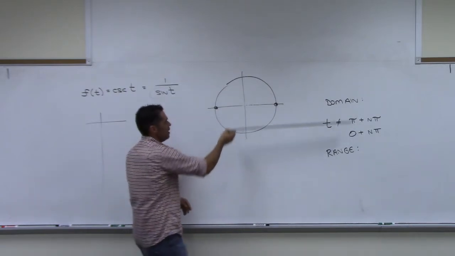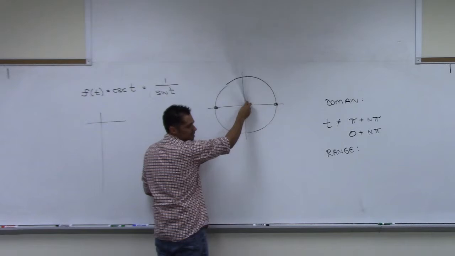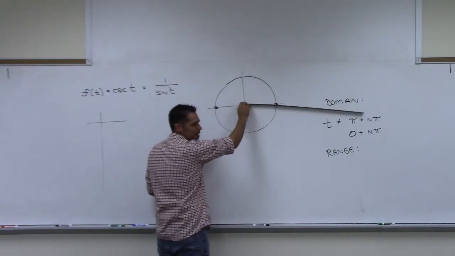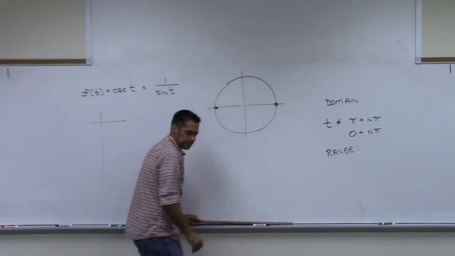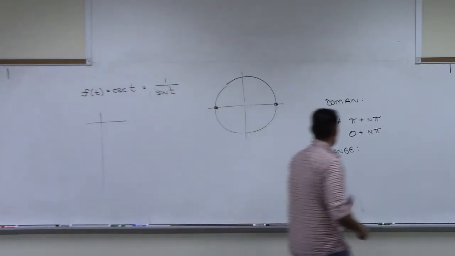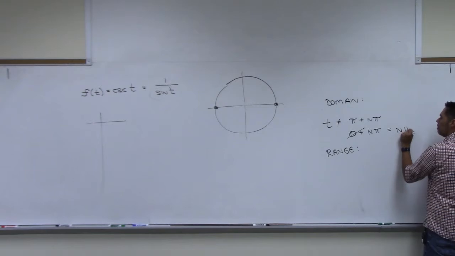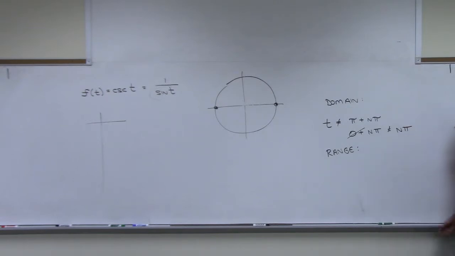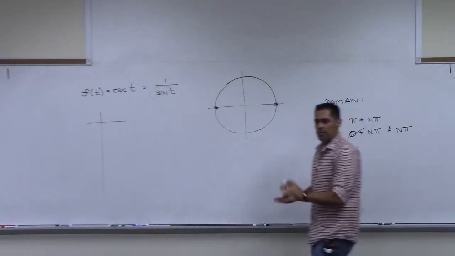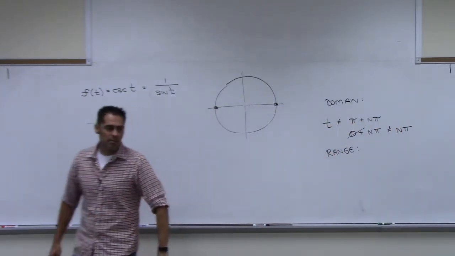I looked at it this way. Start at 0 and then just add pi's. And you're going to get the same thing, right? So either one of these works. The reason I like this one is because you don't need the 0. You can just put n pi. So t cannot be n pi. Any multiple of pi. So 0 pi, 1 pi, 2 pi, 3 pi, 4 pi. Throw all those out.